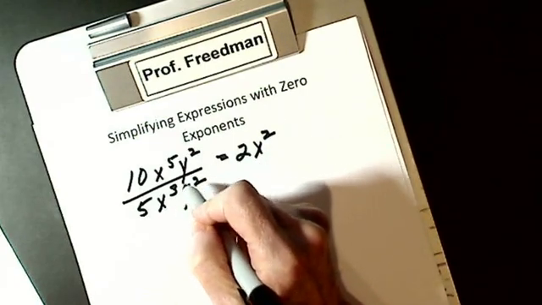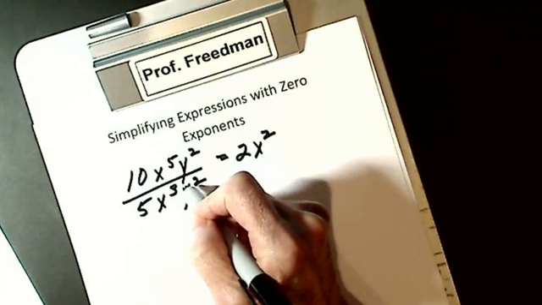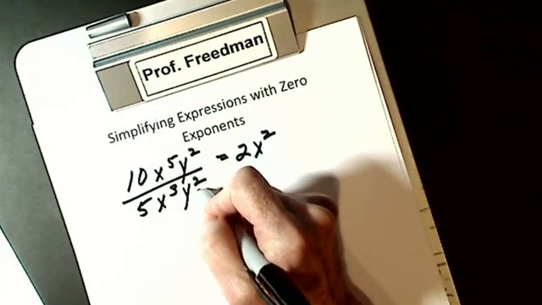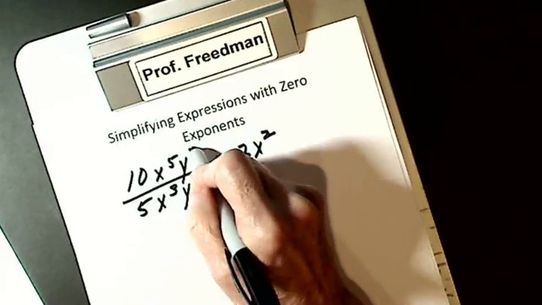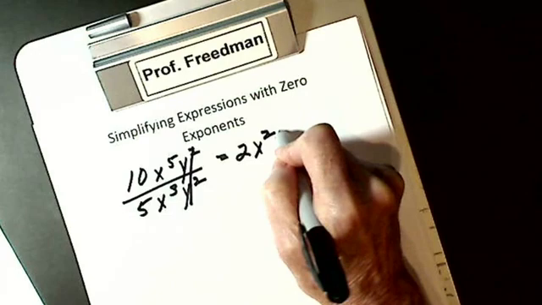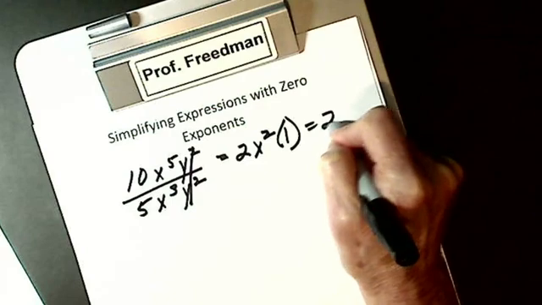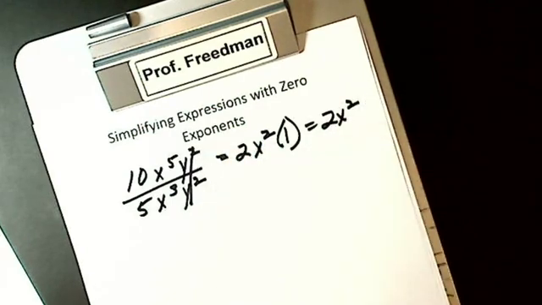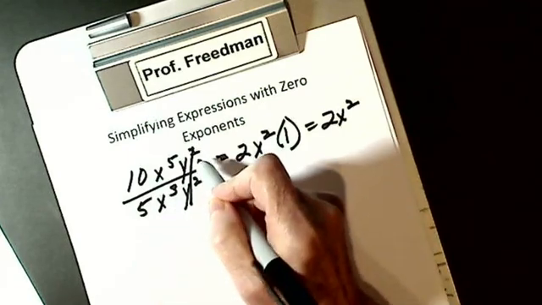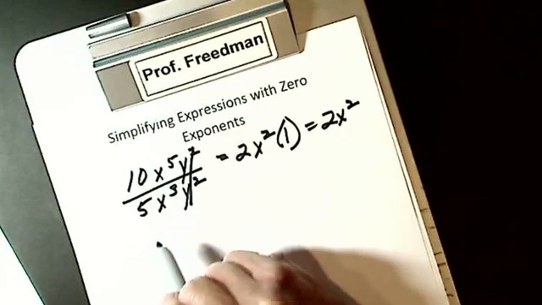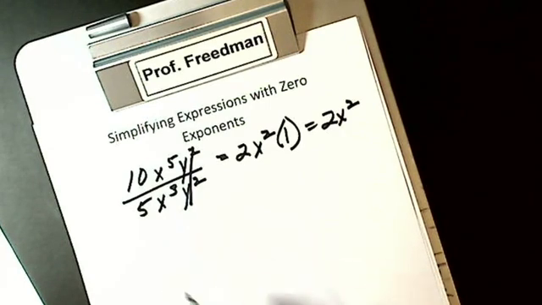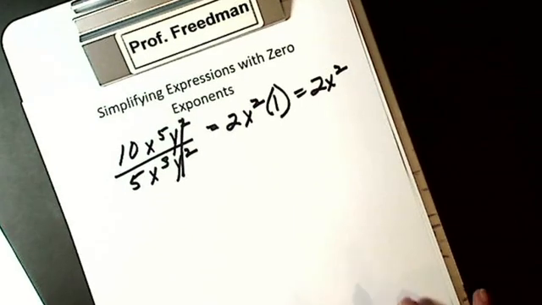Then we said we can think of this two different ways. Anything divided by itself will cancel to the whole number 1. So 1 times 2x squared is just 2x squared, so the y squareds cancel out. If I think of it exponent-wise, 2 minus 2 is 0. So anything to the 0 exponent will equal the whole number 1.